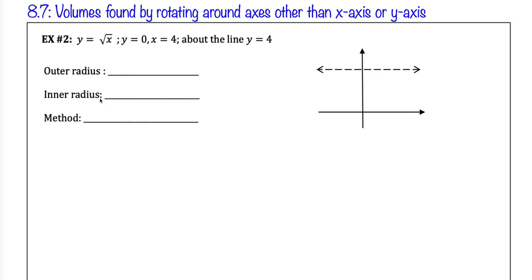Okay, so y equals square root of x, y equals 0, x equals 4. So that's going to be a region created from those equations. So I'm going to draw those first to figure out the region.